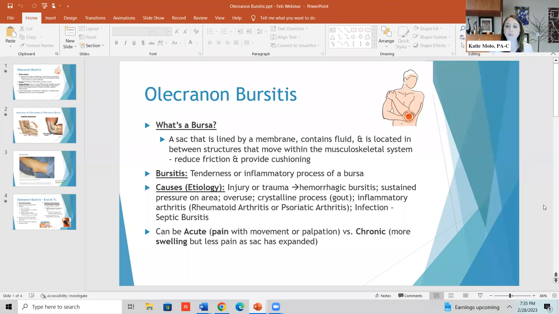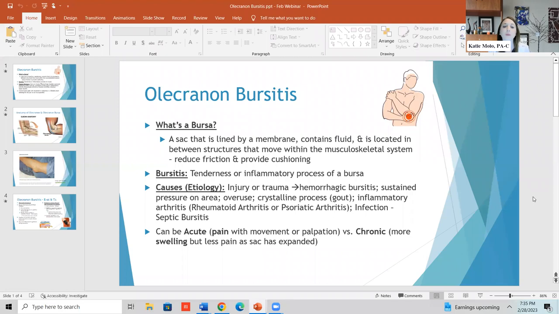All right, so let's talk a little bit about olecranon bursitis. To understand what this is, you really need to understand what a bursa is first. So what's a bursa? A bursa is a sac. It's lined by a membrane, kind of a gelatinous little substance. It contains fluid and it's located in between structures that move in the musculoskeletal system.